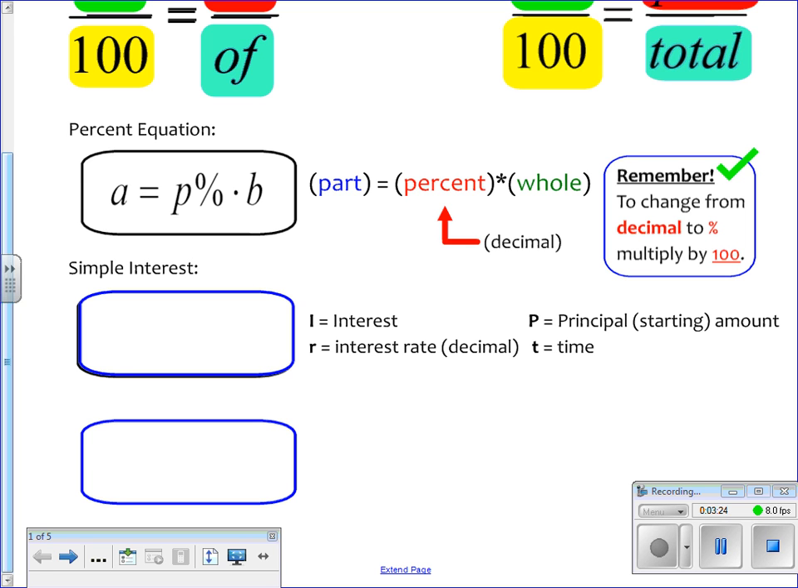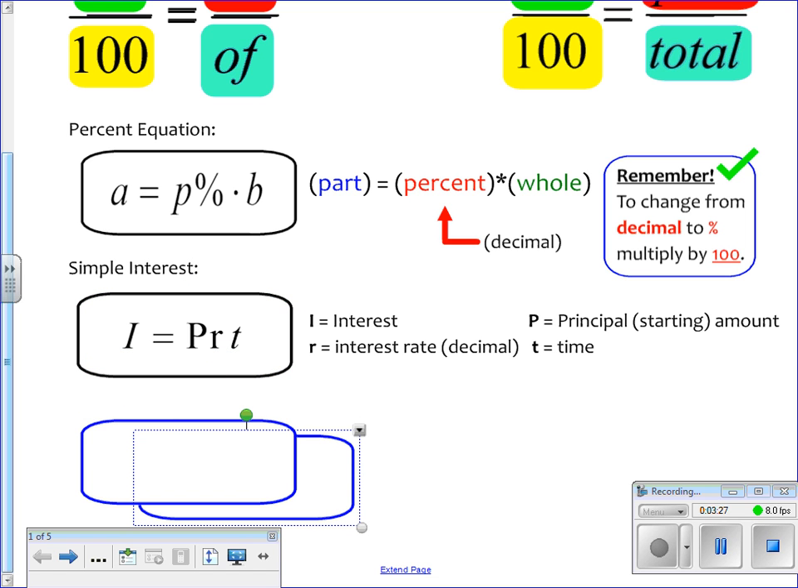Okay. And then we're going to do some problems today with simple interest. And I'm going to write this over here so I don't forget. Interest equals the principal, which is the starting amount, times the rate, times the time. And the rate is the percentage as a decimal. Okay. Interest equals principal times rate times time. This is a simple interest one.